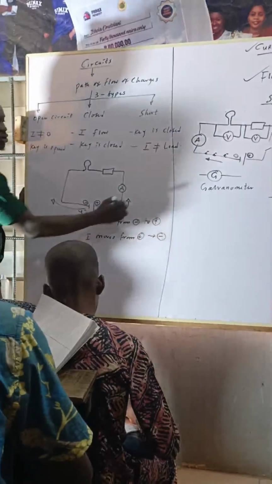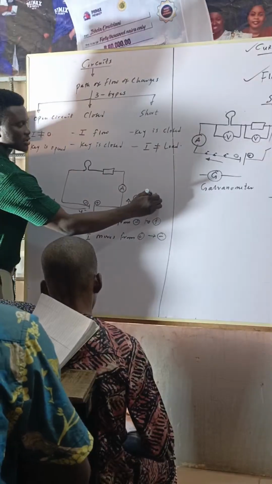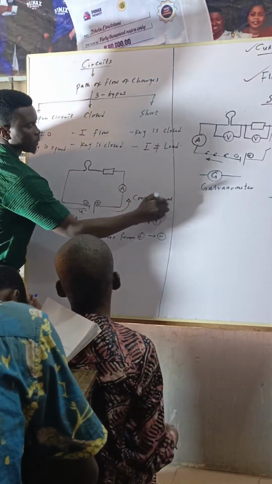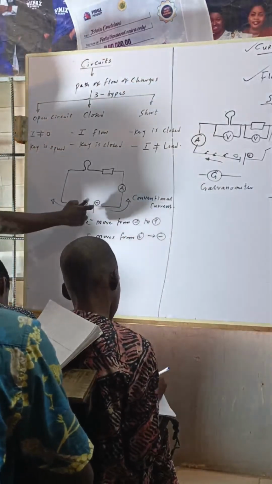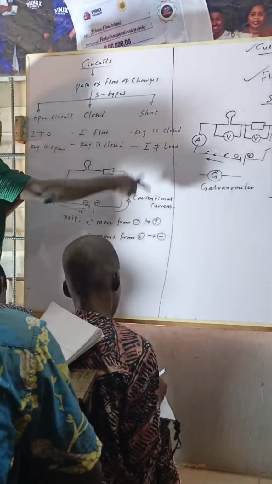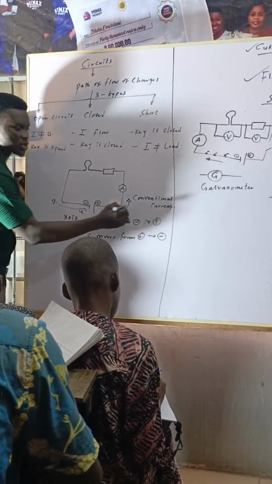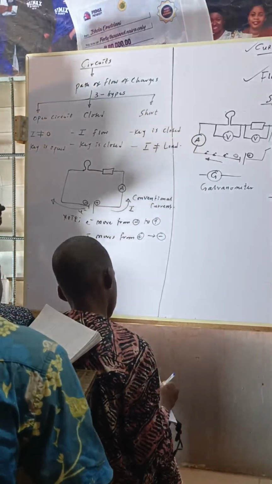So we usually call that conventional current. It's something you need to know anytime you are asked. If the electron is going this way, current moves in the opposite direction. So that's one of the things you need to know.